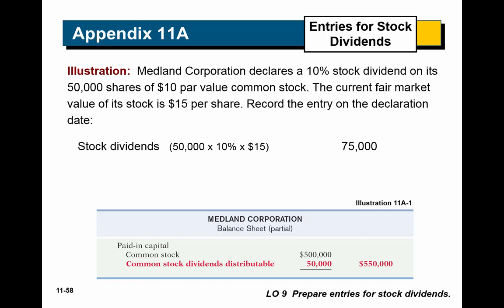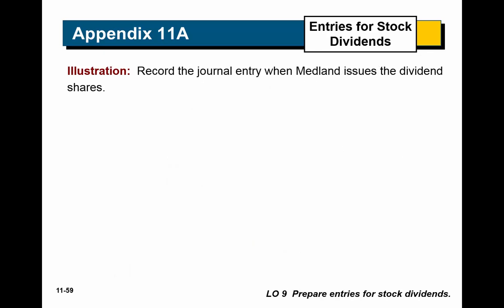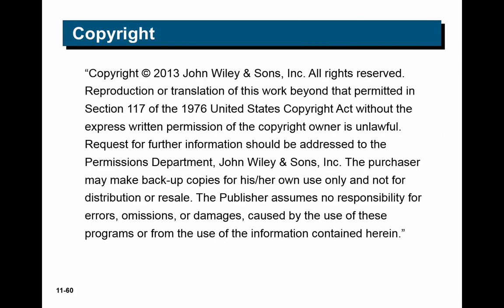So you're going to have a stock dividend of $75,000. That's 50,000 shares times 10%, which is 5,000 shares, times the market value of the stock, 15 bucks. So that's the amount of dividend they're going to enter. The common stock dividends distributable will be $50,000, and the paid-in capital in excess of par will be $25,000. Then when they issue the dividend, the common stock dividend distributable will go down $50,000. Common stock will increase by $50,000. And that's it.